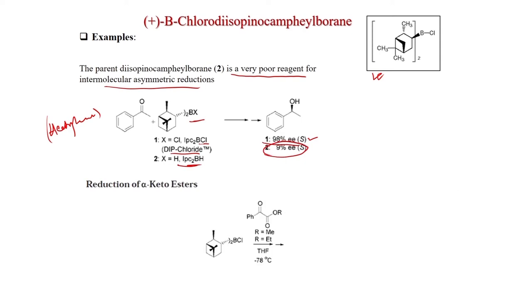Not only ketones, keto esters can also be reduced with this. Earlier we have seen the keto acid. So this is good for keto esters. Alpha keto esters like methyl and ethyl esters, and here a phenyl group is there, THF, minus 78 degree centigrade, you get these alpha hydroxy esters.